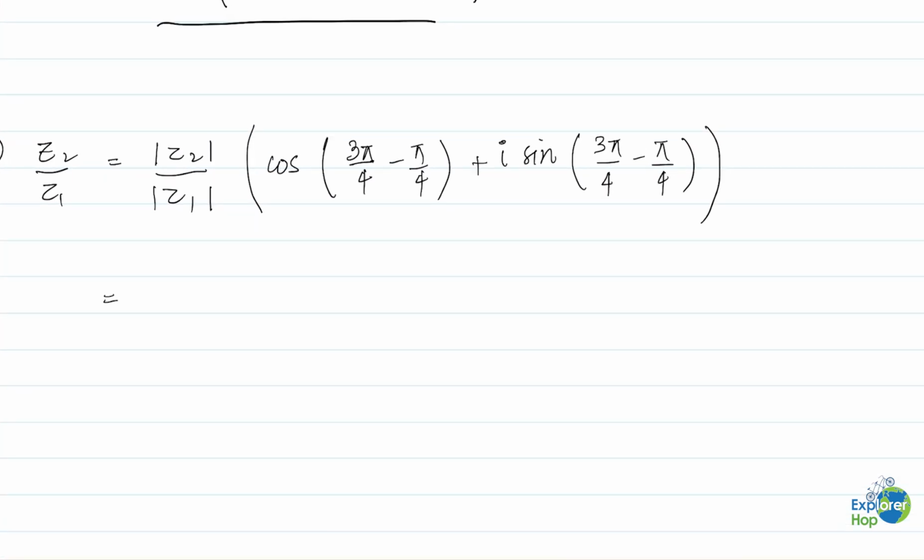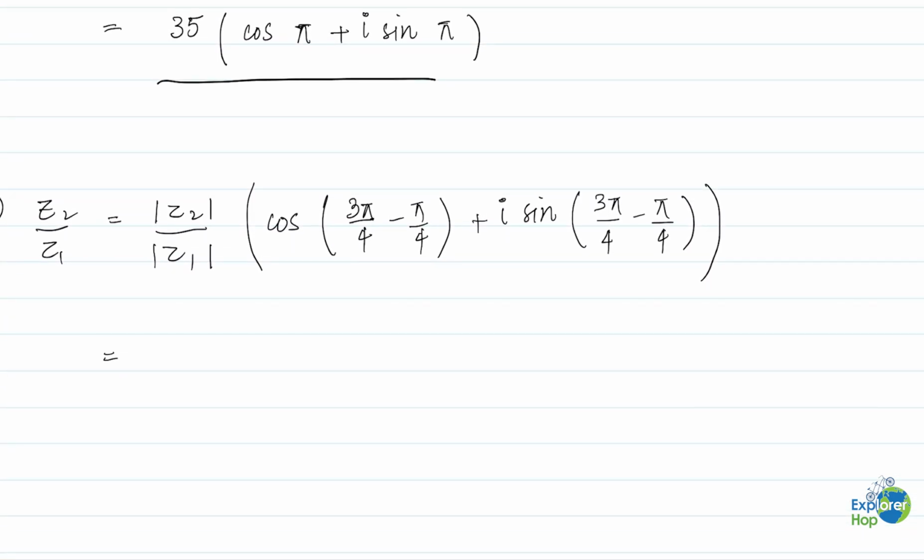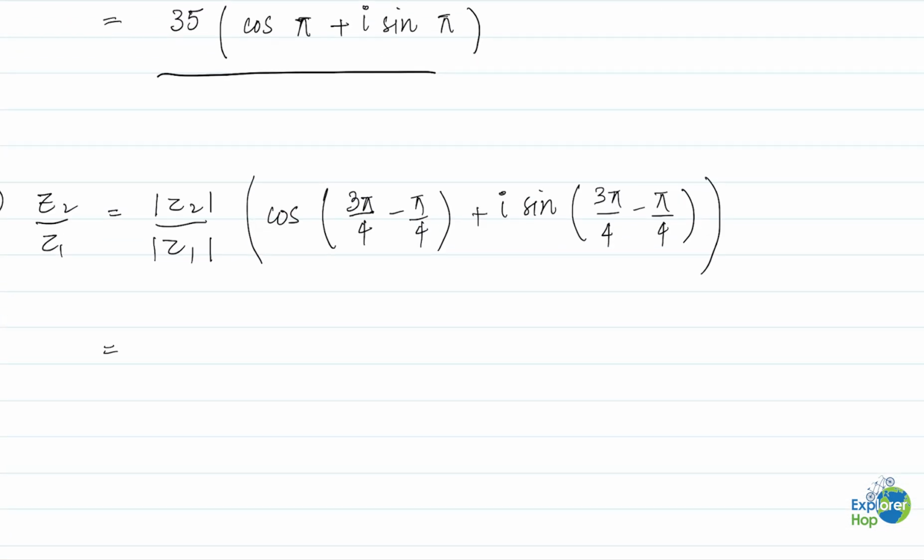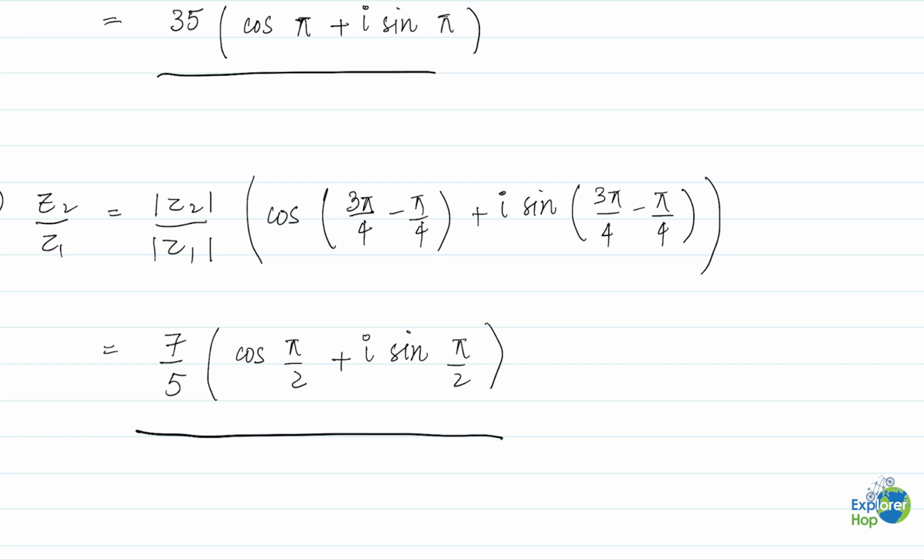We know that the modulus of z2 is 7 and the modulus of z1 is 5, so we can just divide them here, 7 divided by 5, and we can simplify it to be cos of pi by 2 plus i sine of pi by 2, and this would be our final answer.